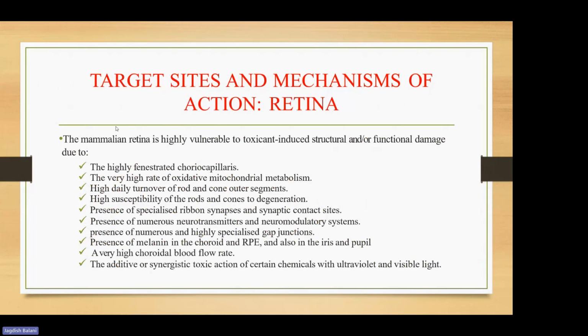In the same way, if you go to the retina, there are many factors which create alteration in the structure or functional changes in the retina. This is because the retina is highly perfused with the choriocapillaris high supply, as I said, the very high oxidative mitochondrial metabolism, high daily turnover of the rod and cones, high susceptibility to rod and cone degeneration, presence of susceptible ribbon synapses, and presence of numerous neurotransmitter and neuromodulatory systems. These are the list.